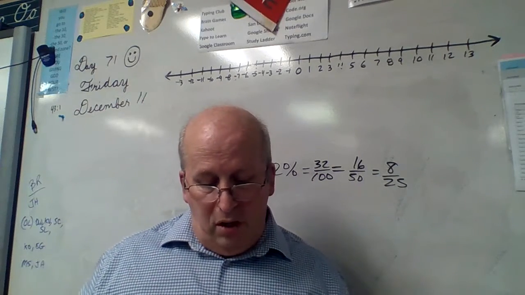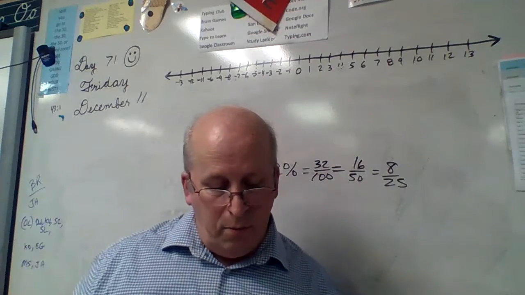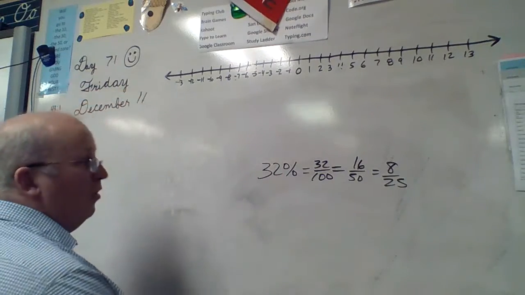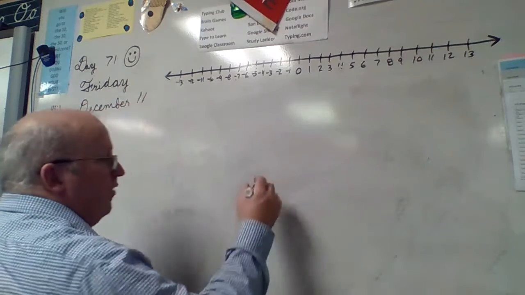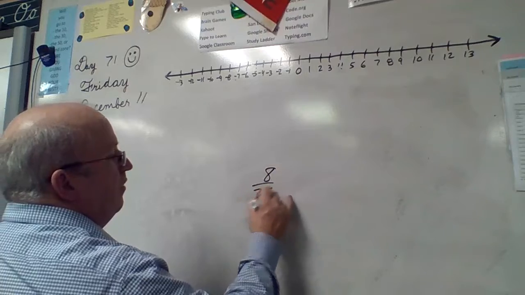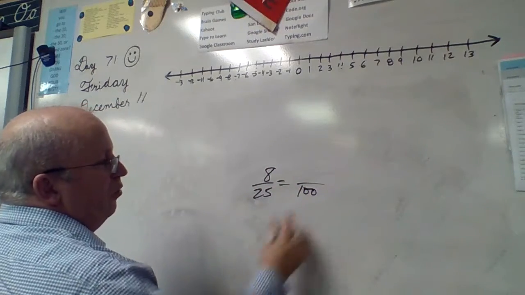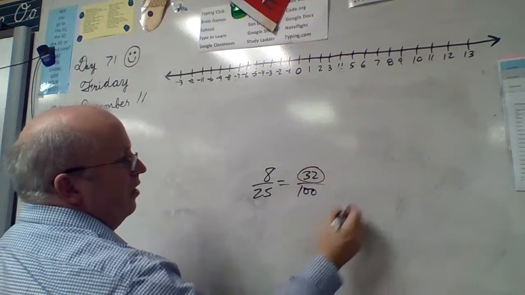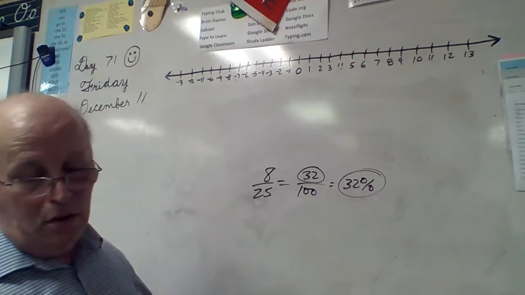How about 13 through 15, where we're supposed to change fractions or decimals back into percents? Well, if I had something like 8/25 and I wanted to change it into a percent, I'd first change it into a fraction that has 100 as its denominator, and that would be my percent.